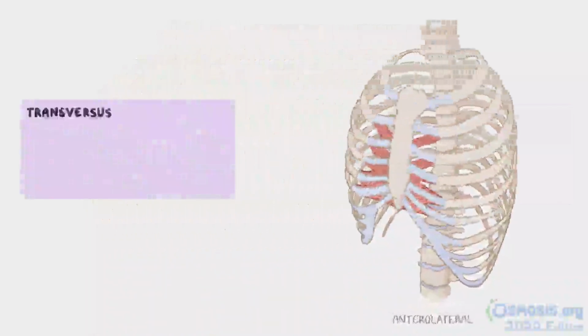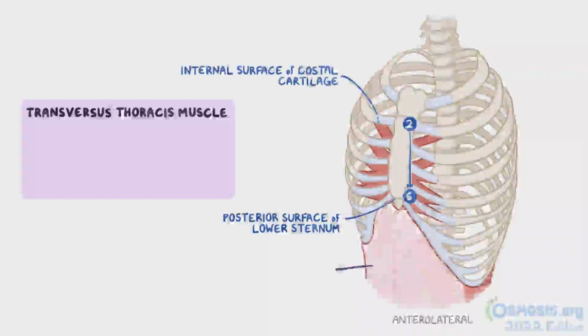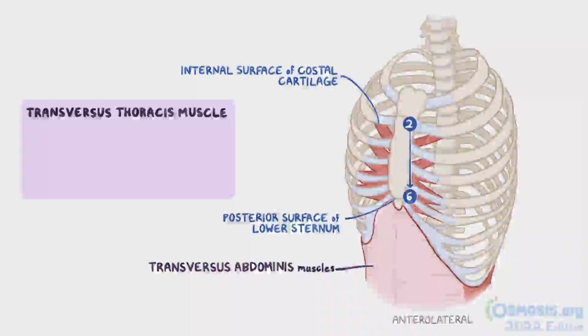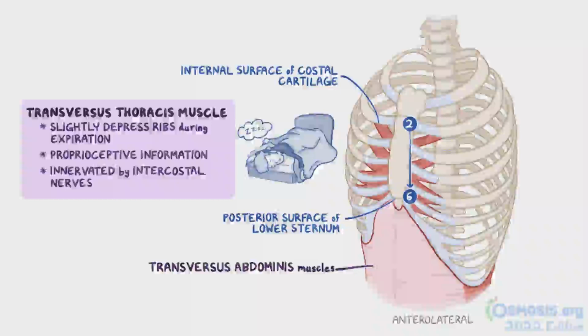Now, the transversus thoracis muscles have their proximal attachment at the posterior surface of the lower sternum and their distal attachment at the internal surface of the costal cartilages 2 through 6. They are continuous with the transversus abdominis muscles in the anterolateral abdominal wall. They may slightly depress the ribs during expiration and might provide proprioceptive information. Both of these muscles are innervated by the intercostal nerves.